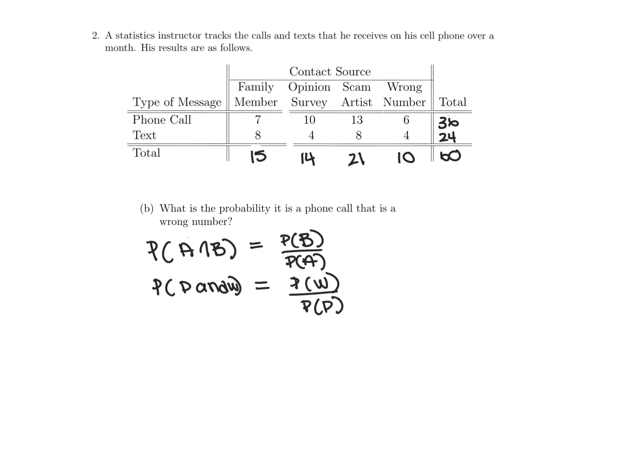Our variable for P(W) is going to be 6 because it is the number of wrong phone calls. And our variable for P(P) is going to be 60 because it is the total number of messages. So this is going to look like 6 over 60, which is going to simplify to 1 over 10, which is 0.10 as our final answer.